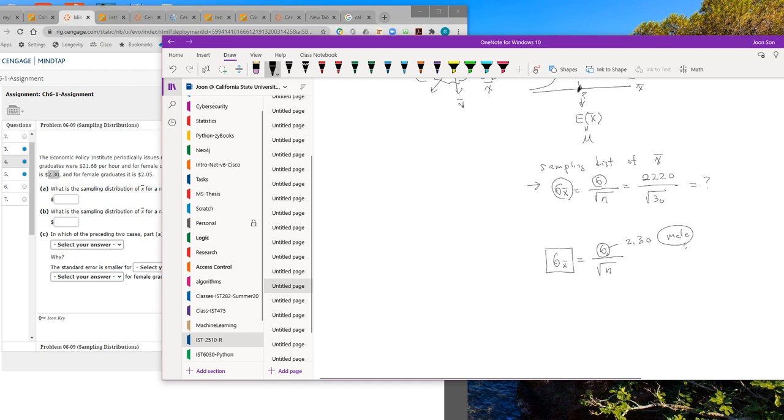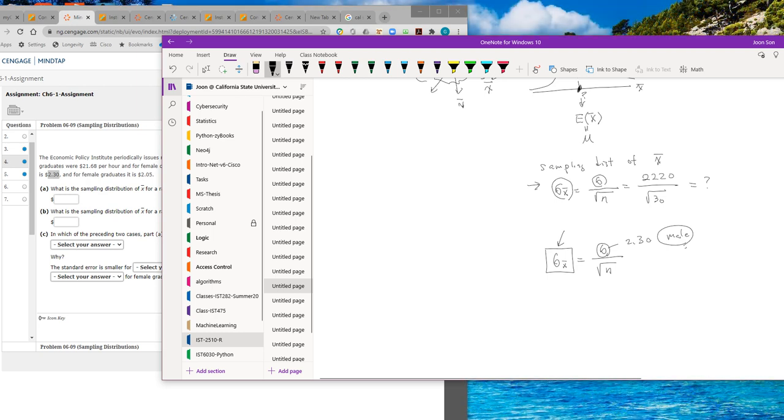I can ask you either way. There are two ways that I can ask you the question. I can ask you to find the sampling distribution of x bar, which means you have to find this value, or I can ask you for the standard deviation of a sample mean, which also means you need to find this value, sigma x bar.